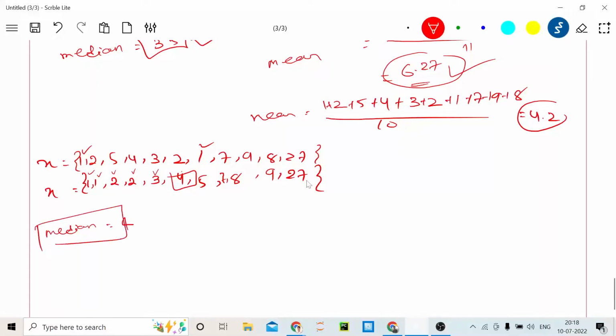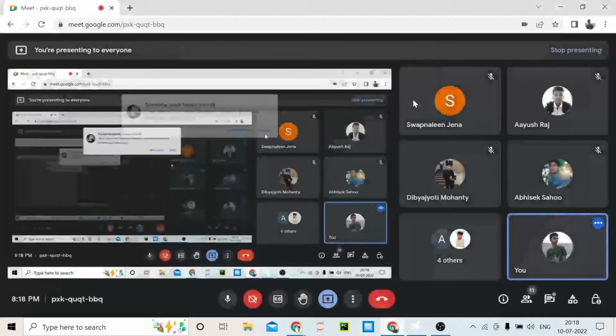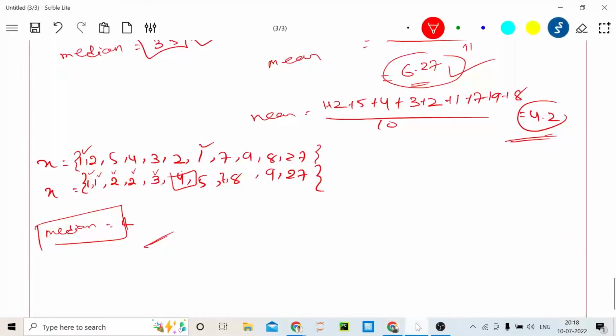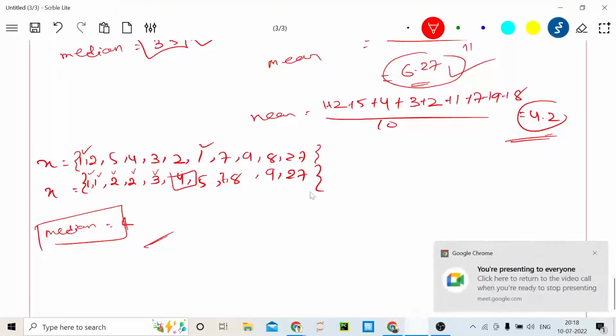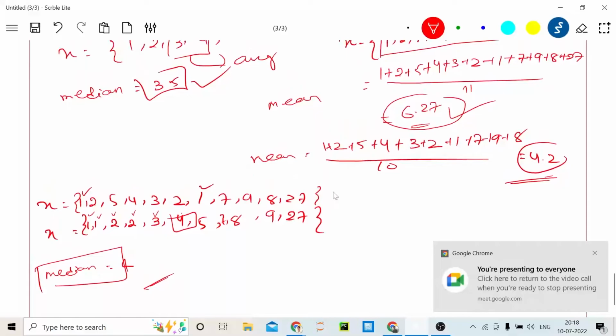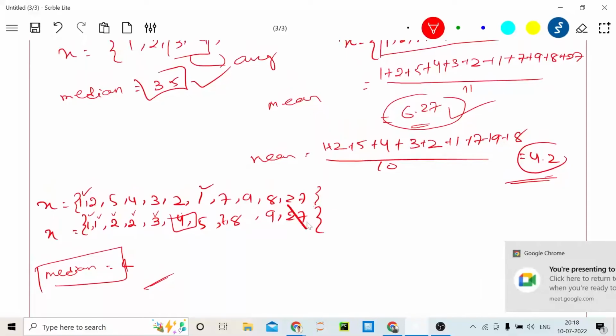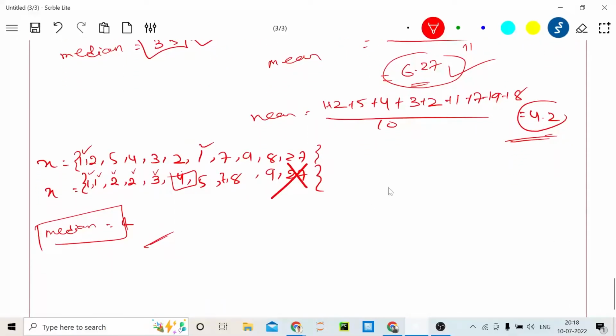That means the median is 4. Then you may see that, in the mean and in the median, there is no difference whether it contains any outlier or not. If it also contains an outlier 27, we still get the median as 4, which is similar to the 4.2 we got after leaving the variable 27.